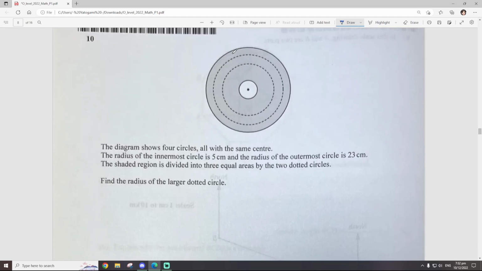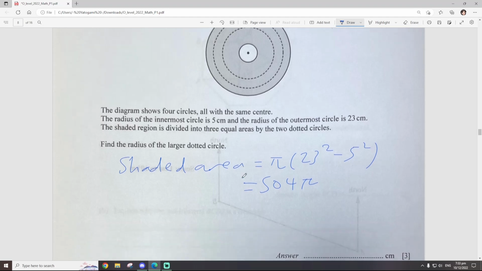Okay, so that is the second largest circle basically. The shaded area is, well, we have pi r square, so pi times 23 square minus 5 square, which just now I worked out was 504 pi. So to find the radius of the larger dotted circle, we can consider the biggest division.